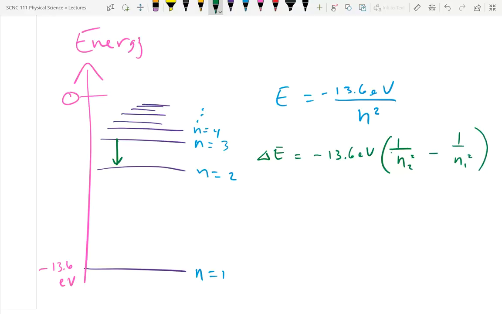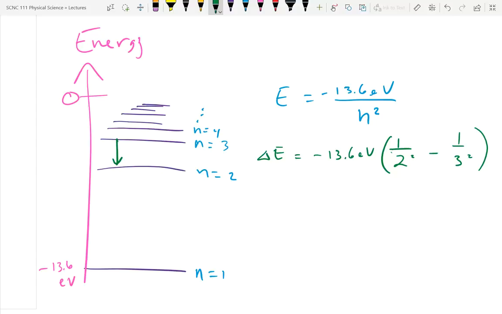Minus the initial, I should have put it this way. The final state was n equals 2. The initial state was n equals 3. And so that's what you would get for the change in energy. Now notice there's a minus sign out front because you had a minus sign in the energy equation. And then you have 1 over 2 squared, that's 1/4, minus 1 over 3 squared, final minus initial, 1/9.